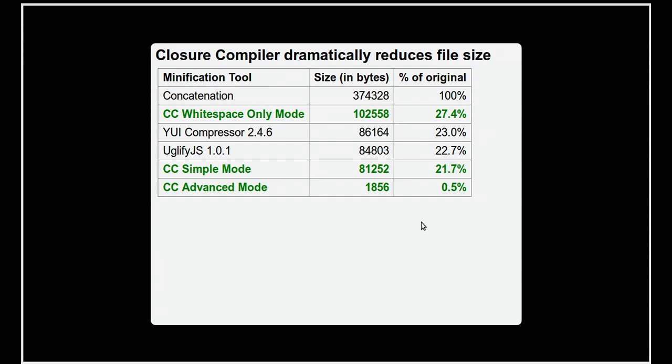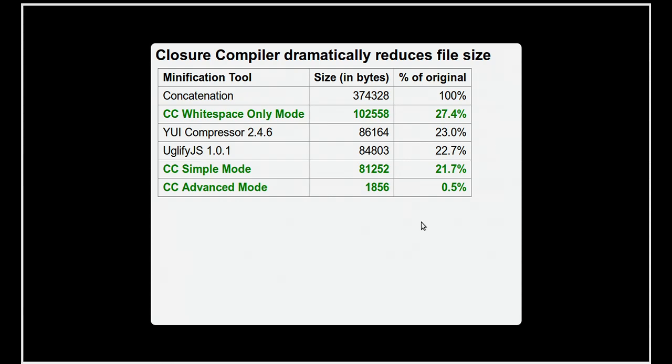By comparison, I also ran the same code through YUI compressor and Uglify.js. These are some other minifiers that are popular right now. You can see they do a bit better than whitespace only mode. And the Clojure compiler also has a simple mode, which is analogous to the YUI compressor and Uglify.js. And you can see it just ekes them out by a little bit, but we're not looking at an order of magnitude difference until we look at the advanced mode of the Clojure compiler.